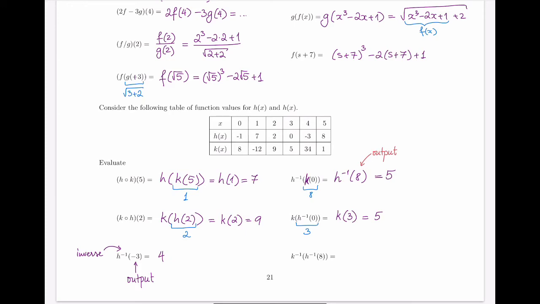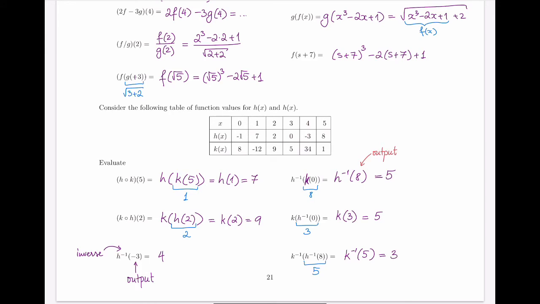Okay, and for the last one here, h inverse of 8. Where does 8 occur in this row? Right here. In fact, we've already computed this here. So the h inverse of 8 is 5. And now I have to compute k inverse of 5. So I'm looking at the row that represents outputs for k. I'm looking for the value 5 there. And what input did that correspond to? Corresponded to input of 3.